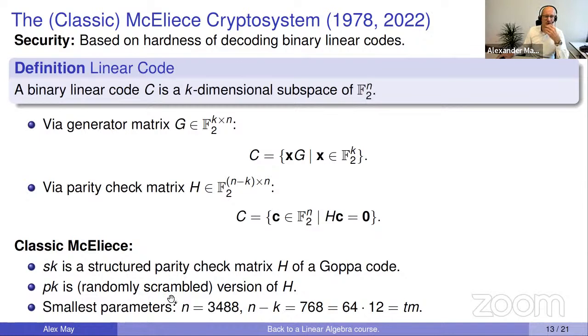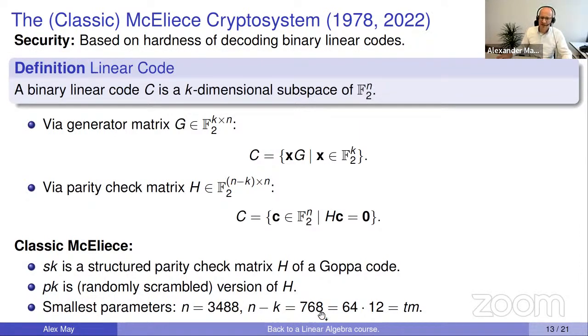Yeah, and to give you some parameters, in McEliece, if you define it for 128-bit security, then the dimension of your vectors is quite huge. So n is around 3,500, and the codimension is 768. So the parity check matrix for our code would have codimension 768, that's the number of rows, and the number of columns is 3,488. Just to give you an impression, these are kind of huge matrices.